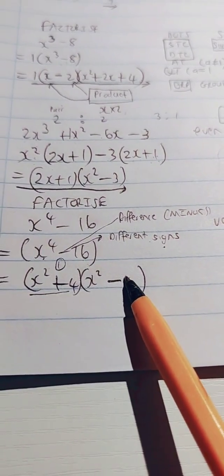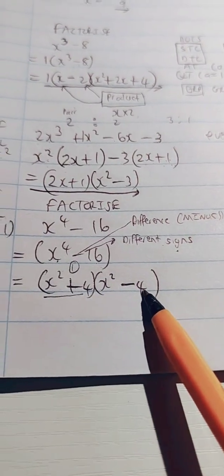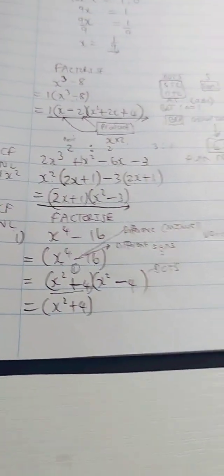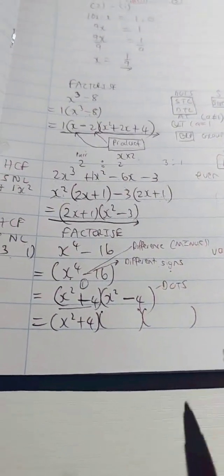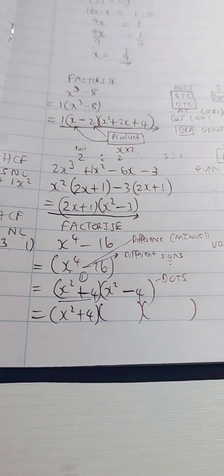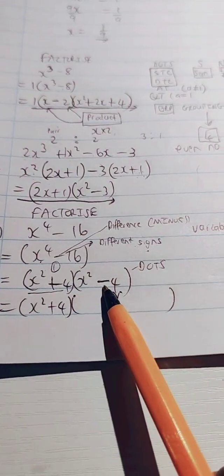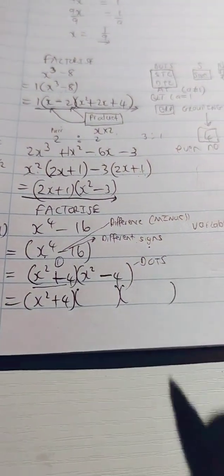We see a difference. And then x squared is a perfect square. 4 is a perfect square. So we have here a difference of 2 squares. So what do we do? We keep x squared plus 4 as it is. Then we open 2 additional brackets for this difference of 2 squares. Are we together? Then remember, what did we say difference means? We said difference means different signs.